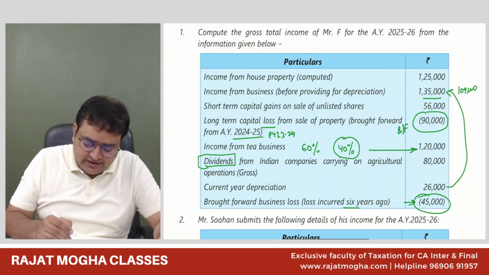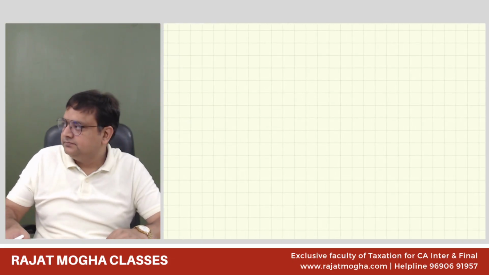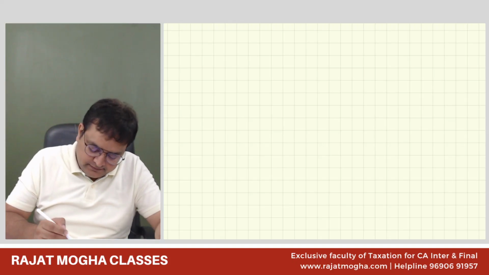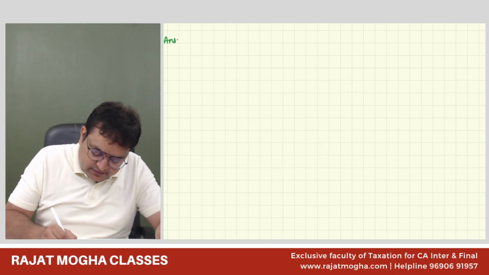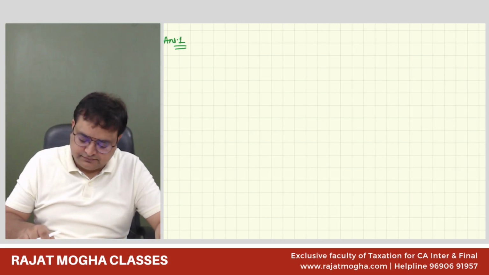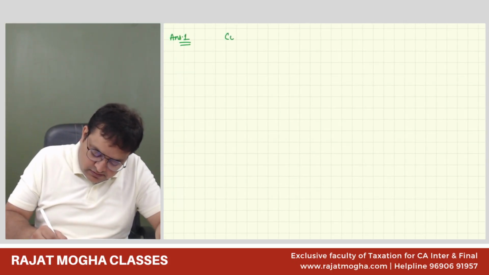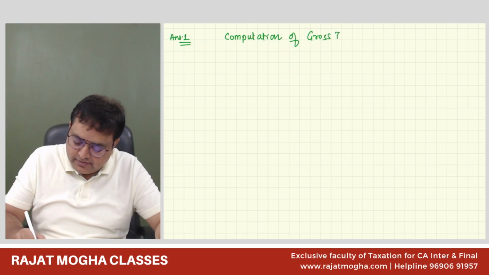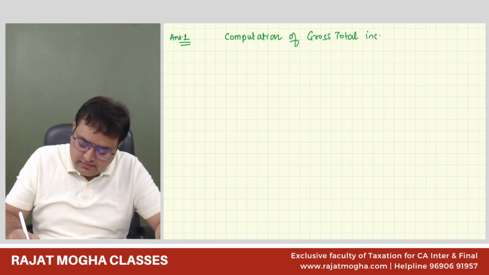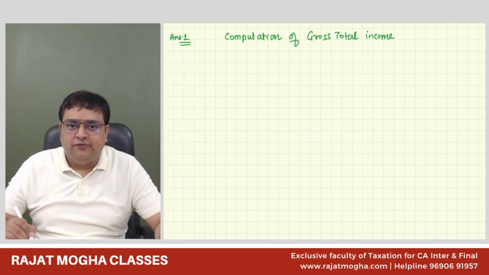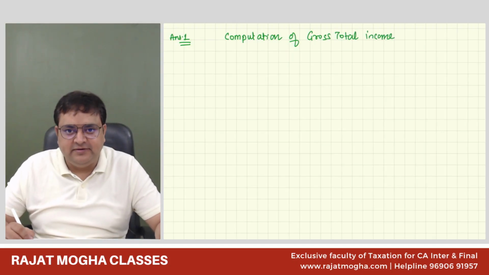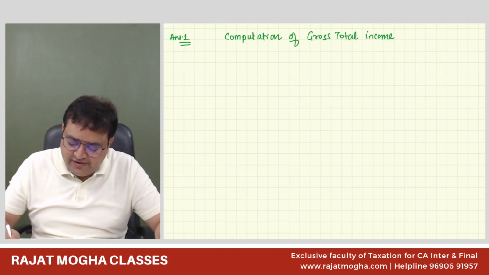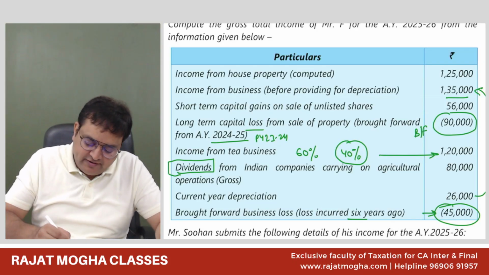So let us do this question, guys. This is answer number 1. Computation of gross total income. First, let us consider the current year expenses and current year losses. So first we have house property income of 1,25,000.